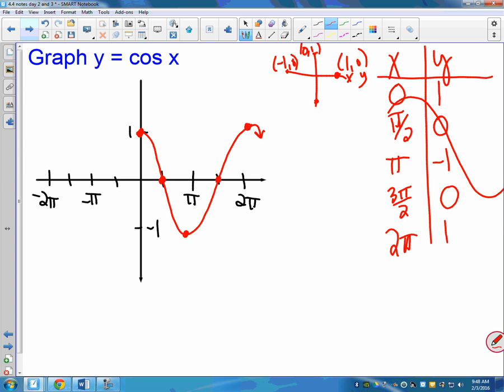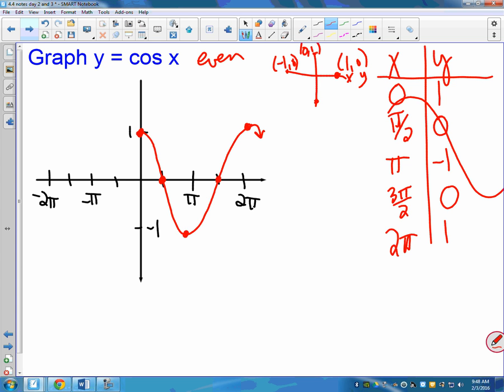Do you remember what we said about cosine? Was cosine even or was cosine odd? Cosine was the only even function. Which means, if you remember that, cosine's great because an even function means it's the same on both sides of the y-axis.